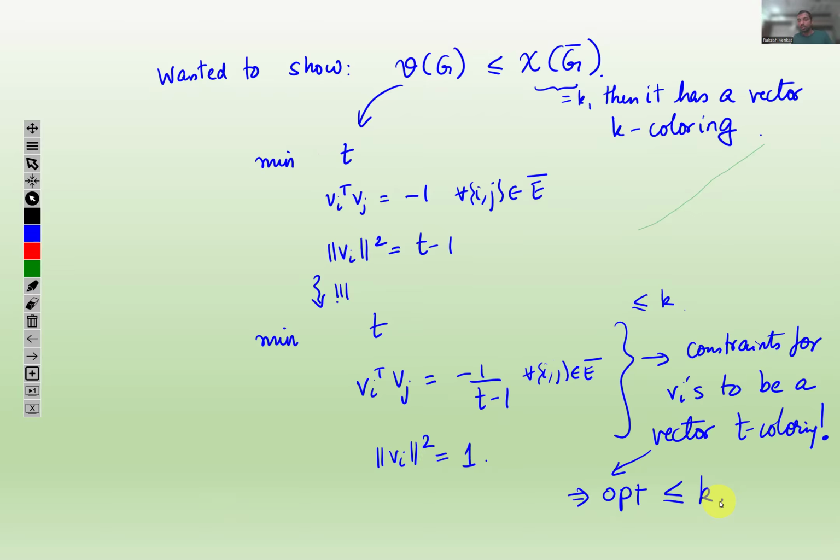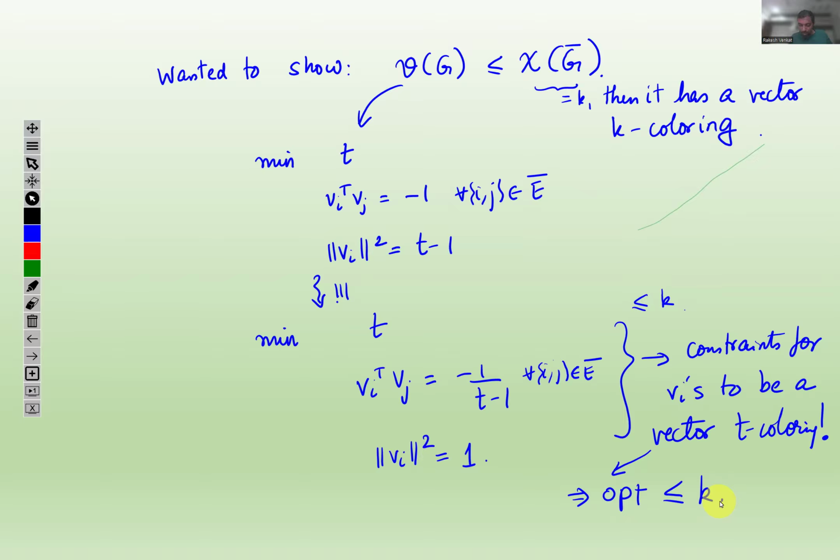Okay, so what this shows via this optimization route is that theta of g is less than equal to the chromatic number of g complement. Okay, this is called the Lovasz sandwich theorem because it sandwiches the function theta of g between the chromatic number of g complement on one side and the clique number of g complement on the lower end.